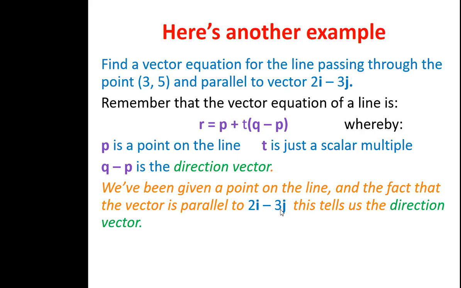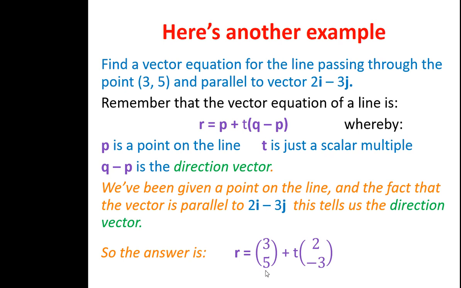We've been given a point on the line and the fact that the vector is parallel to 2i plus 3j. This tells us the direction vector. So the fact that the vector is parallel to this one means that we've got the direction vector already, and we've got a point on the line. That's fab. So how do we pop that into the equation? The point is a coordinate, so this needs to be the position vector of that coordinate. That's a point on the line. Its position vector from the origin would therefore be (3, 5).